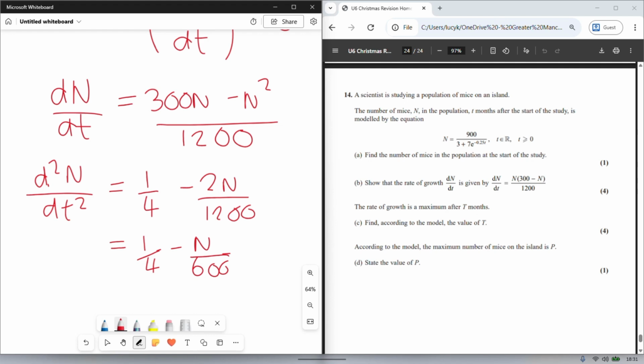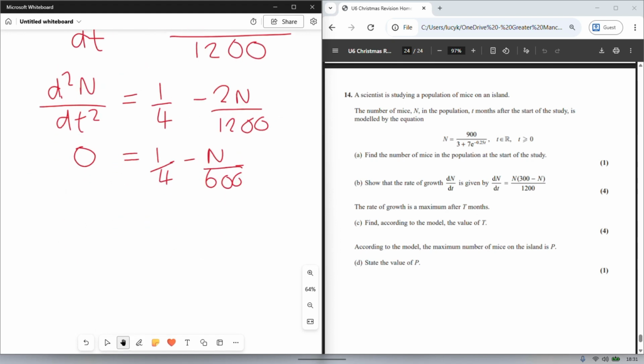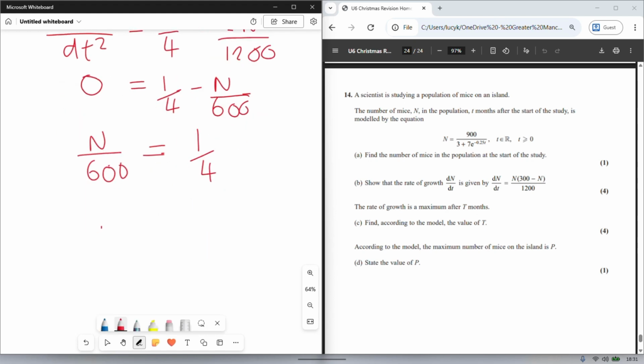So I'm then going to set that equal to 0 because, again, I want to find the maximum. So I want to find the stationary point. So then n over 600 is equal to a quarter. And then just multiply everything through by that 600. So that's going to get me that n is 600 over 4, which would be 150. So that is the value of n.